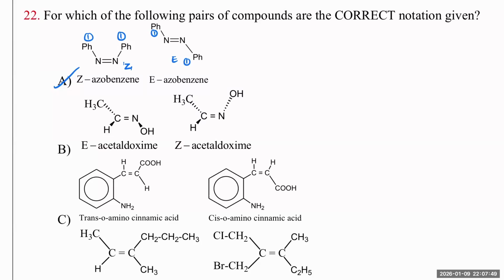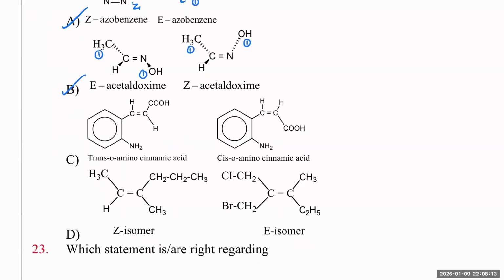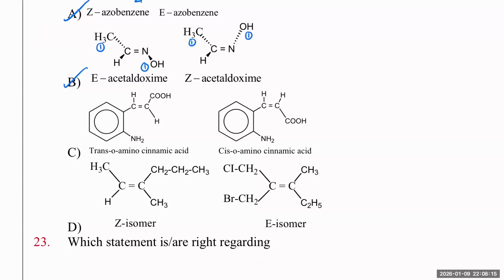Next, check out the B part here. In the case of the B part also, you need to emphasize based on how the OH and CH3 groups are, because those are the priority groups. So this is 1 and 1. How are they? Opposite to each other, so E. How are these two? On the same side, so Z. So this one is also a correct representation. It is acetyl oxide and both of them are correct.